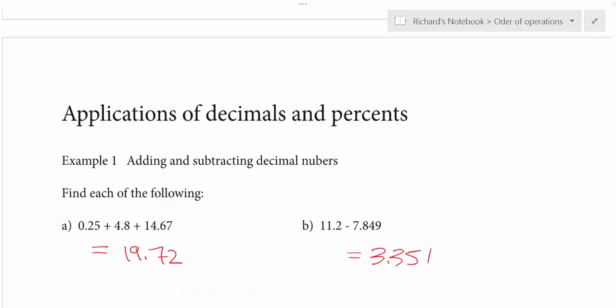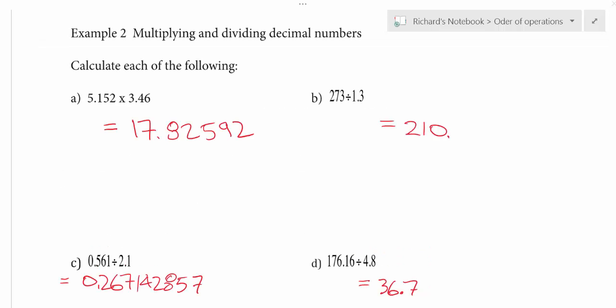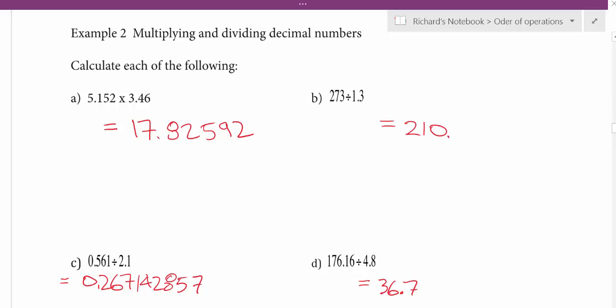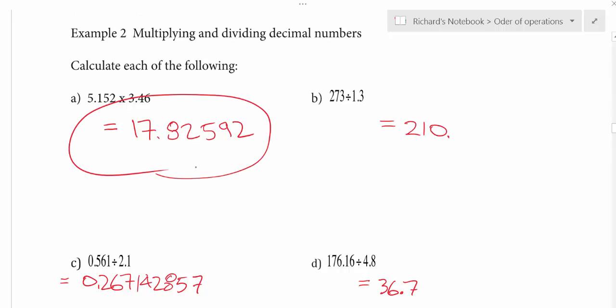So example 1 is adding, subtracting decimal numbers. For A, I have 19.72. For B, I obtained 3.351. So for the first multiplication, you can see the answer that I've gotten.